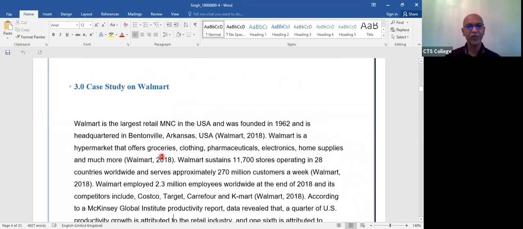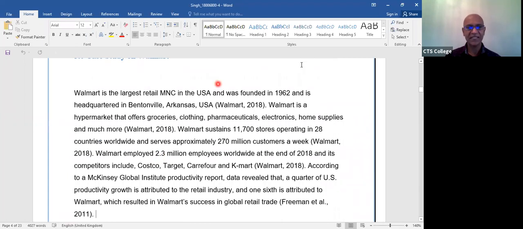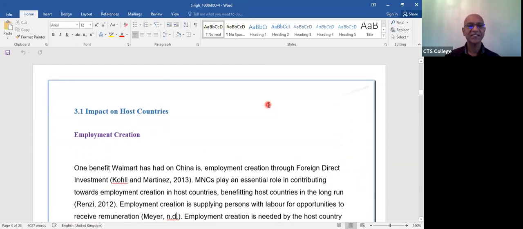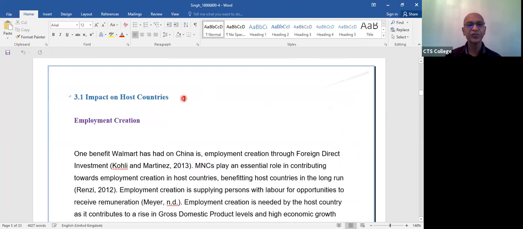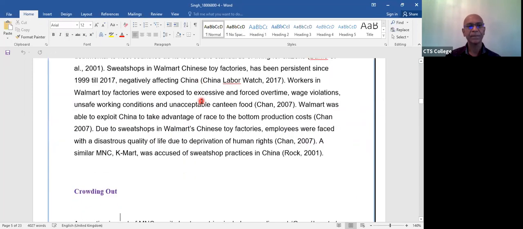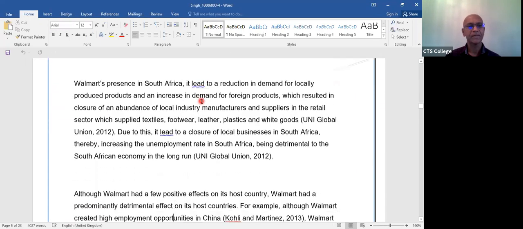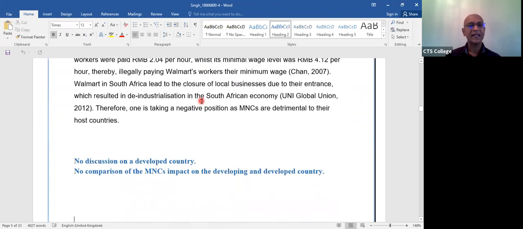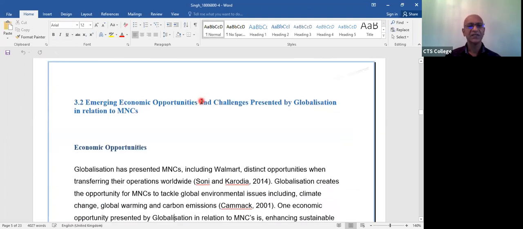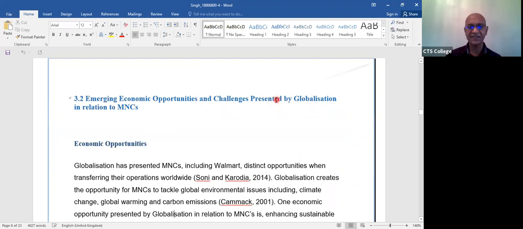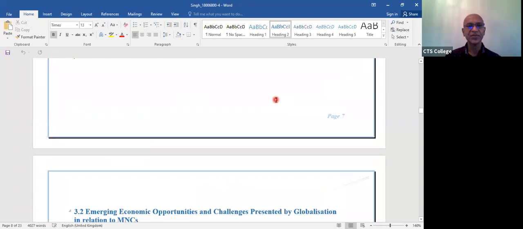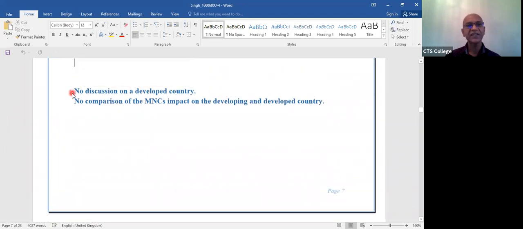So participants, if we come back here, case study on Walmart, recall you are to begin with an overview of your MNC. We discussed that previously. Then you are to discuss an impact on two host countries, one developing and one developed. So the student discussed China, right? And then the student proceeded to discuss challenges and so on. So what is really unfortunate is that the student, and I included this here, the student neglected to have a discussion on a developed country.